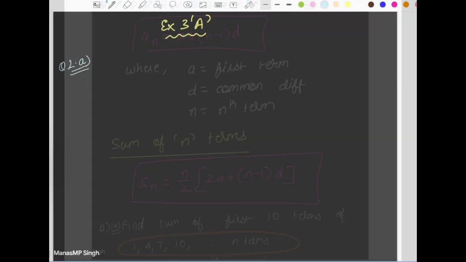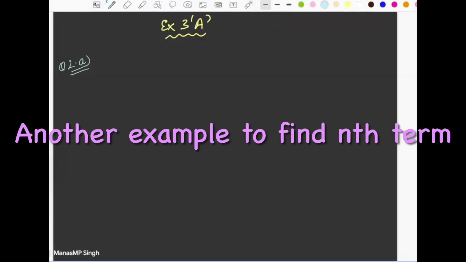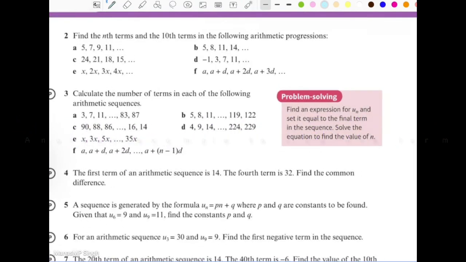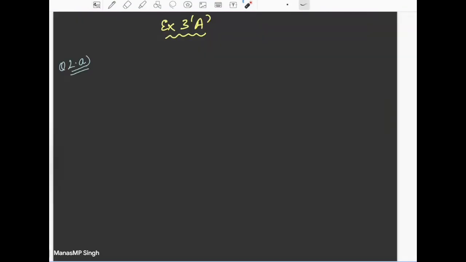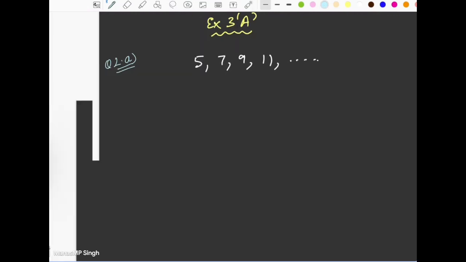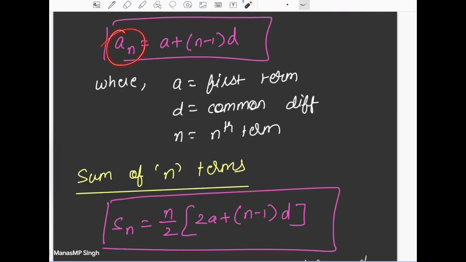Okay? You are being asked, find the nth term. Let's first write the sequence first of all. So we have 5, 7, 9, 11, dot dot dot, till n terms. They are asking, find the nth term. Nth term means an. Now since they are calling it un, let's replace it with u so that you understand this better. Okay, they are using un.